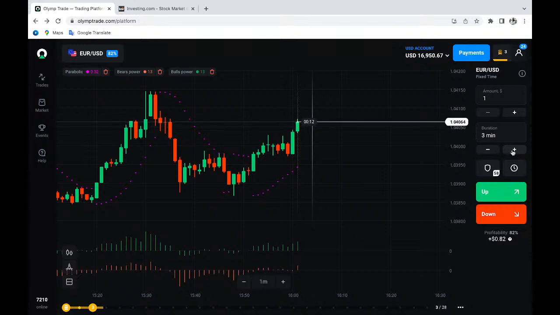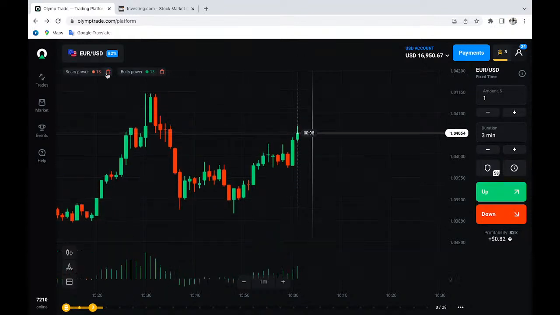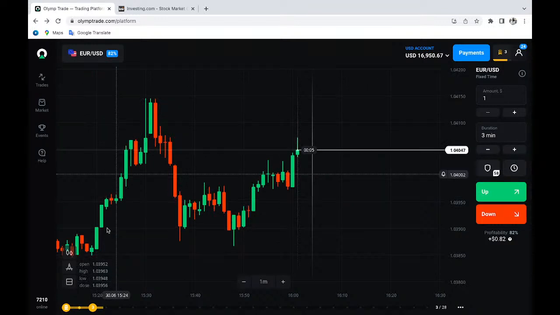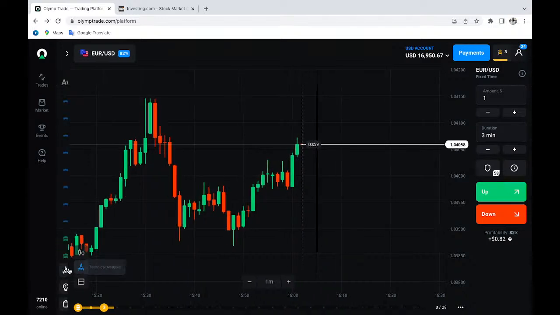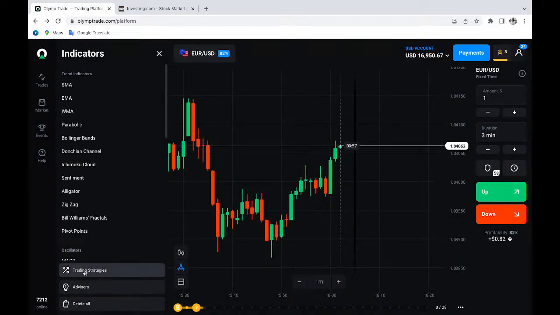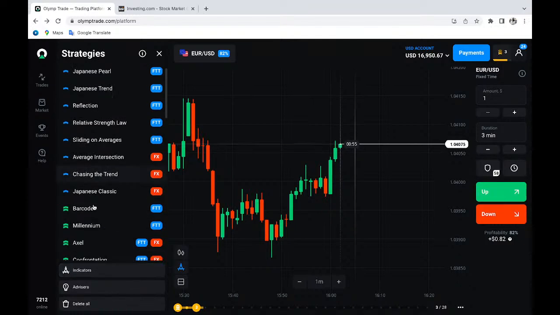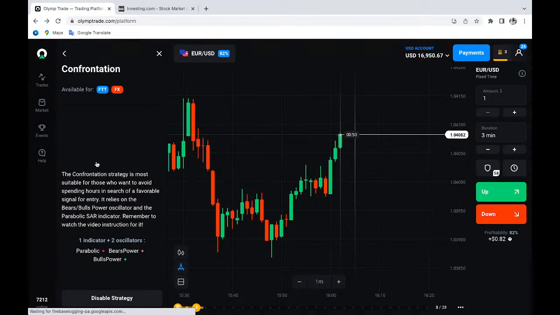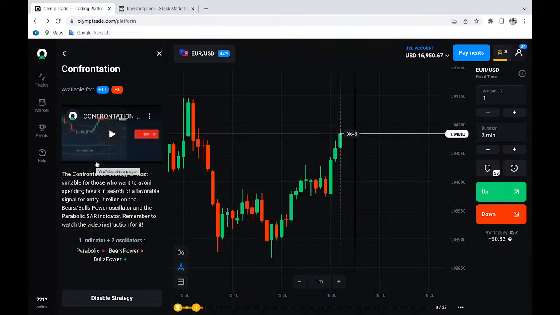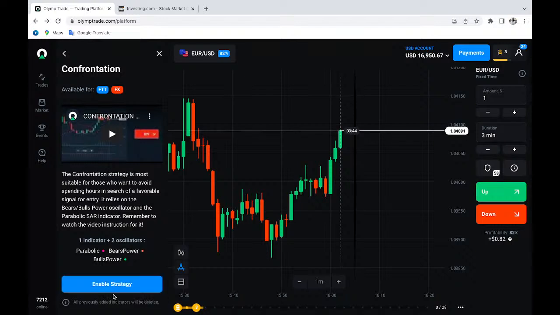So let's start with the Confrontation strategy. First, I will show you how to apply it. It's really simple. Click on the technical analysis tool, or you can say the indicator button, then click on trading strategy and scroll down, and there you will see an option for Confrontation. Remember, this strategy is available for both the advanced level and the expert level.